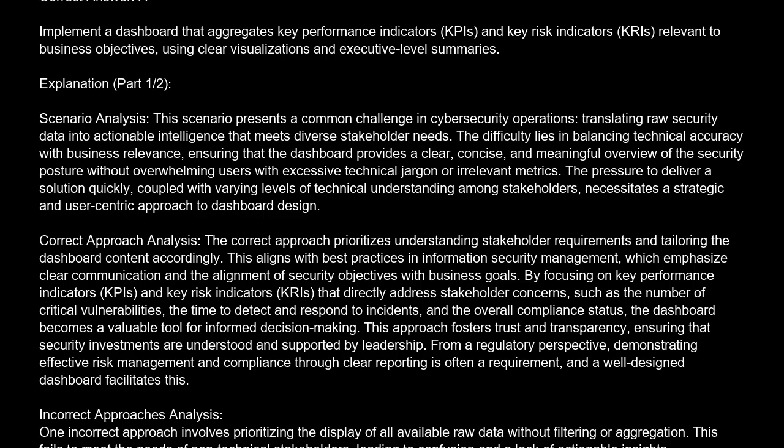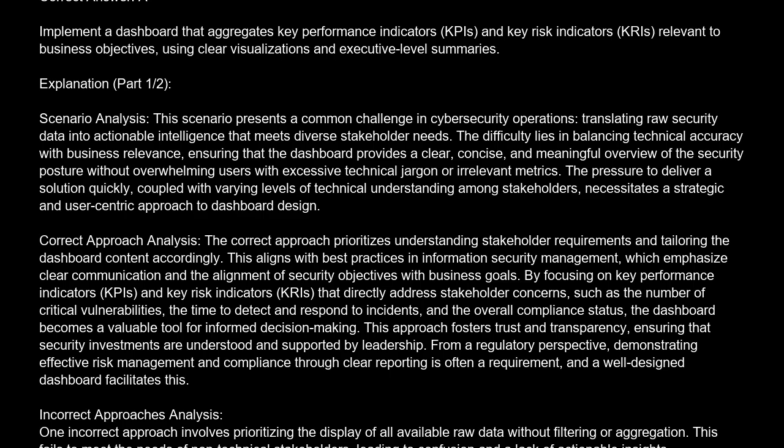Scenario analysis. This scenario presents a common challenge in cybersecurity operations, translating raw security data into actionable intelligence that meets diverse stakeholder needs. The difficulty lies in balancing technical accuracy with business relevance, ensuring that the dashboard provides a clear, concise, and meaningful overview of the security posture, without overwhelming users with excessive technical jargon or irrelevant metrics. The pressure to deliver a solution quickly, coupled with varying levels of technical understanding among stakeholders, necessitates a strategic and user-centric approach to dashboard design.